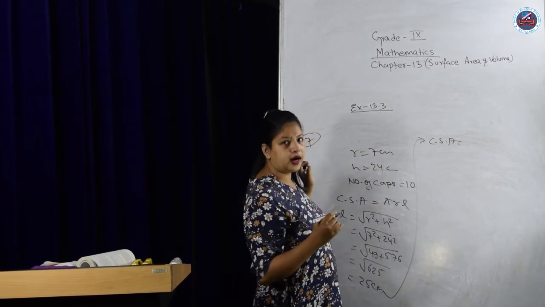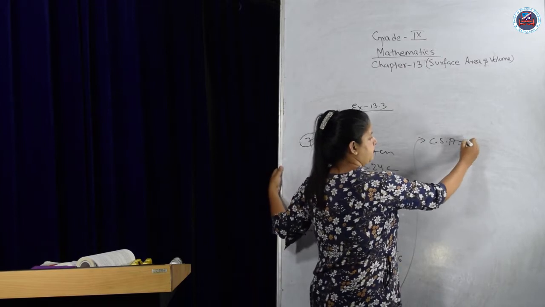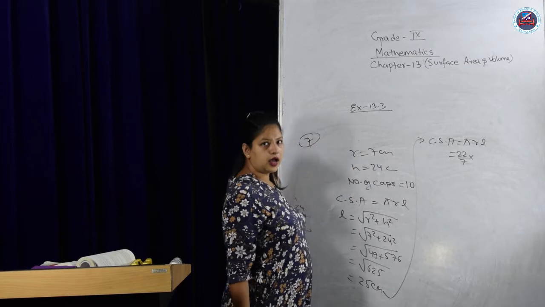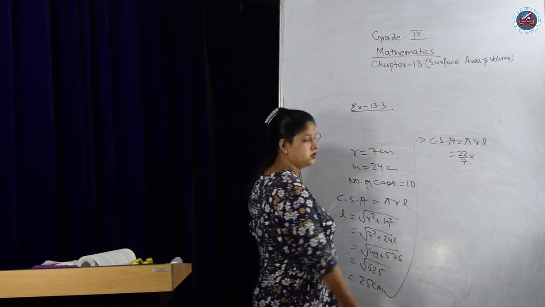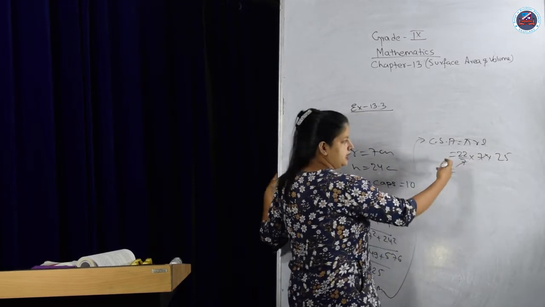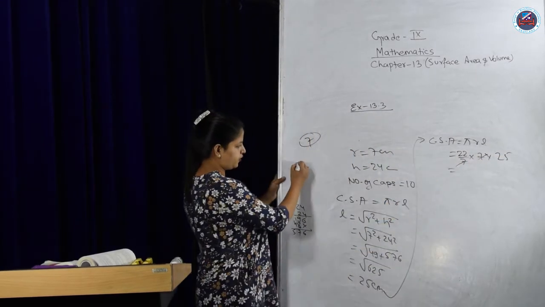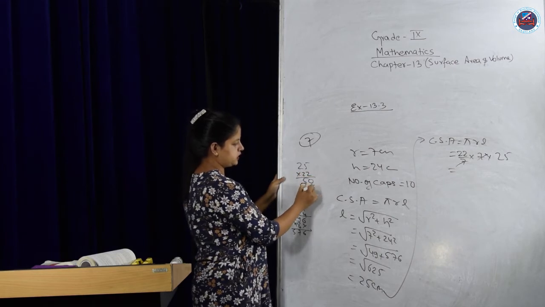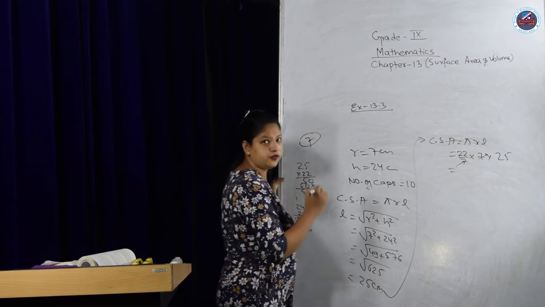CSA is pi r l. Put the value 22 by 7. R is 7 and l we have just found, 25. 7, 7 cancel. Multiply them. 25 into 22. 50, 50. That means 550.